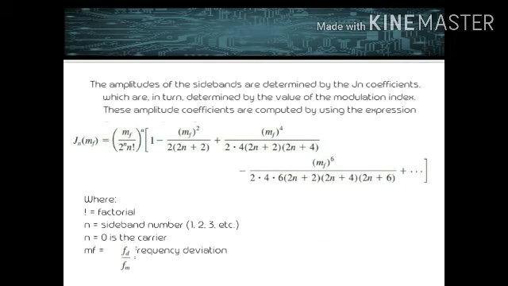The amplitudes of the sidebands are determined by the Jn coefficients, which are in turn determined by the value of the modulation index. These amplitude coefficients are computed by using the expression. Now that was the expression, wherein the exclamation point sign is equal to factorial, n is the sideband number 1, 2, 3, etc. N is 0 is the carrier. MF is equals to FD over FM, or the frequency deviation.